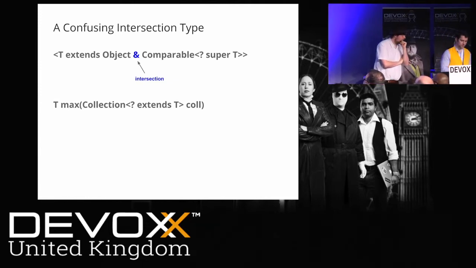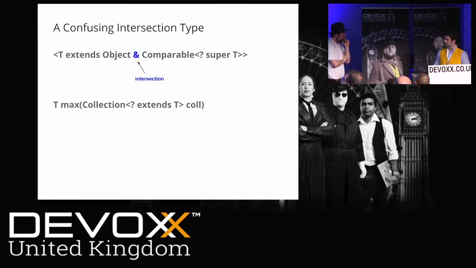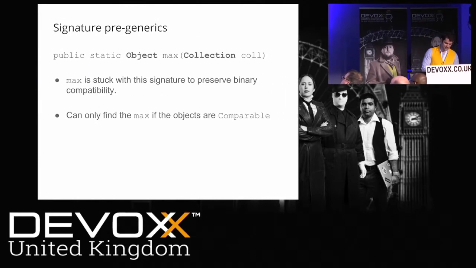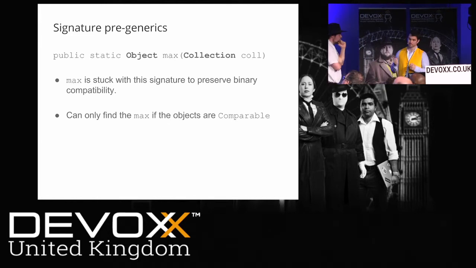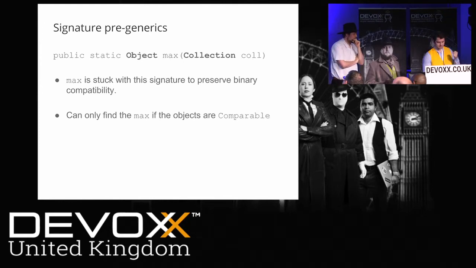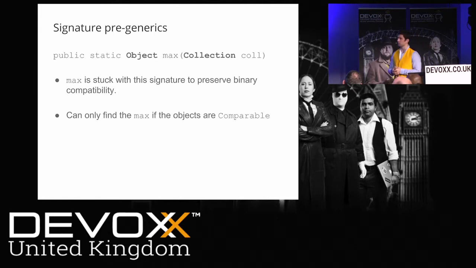Yeah, so to answer this question, we need to take a step back before 2004, pre-generics. Really? Vintage Java again. So back in the days, the max definition was like this. It would take a collection, non-generic, and would return an object. Okay? Old school. The problem is that this signature, we're stuck with it forever to preserve binary compatibility. Any sort of code that is calling max is expecting this signature.